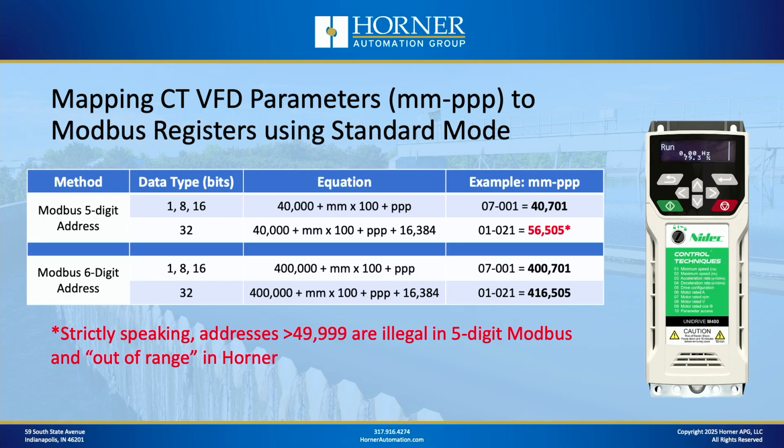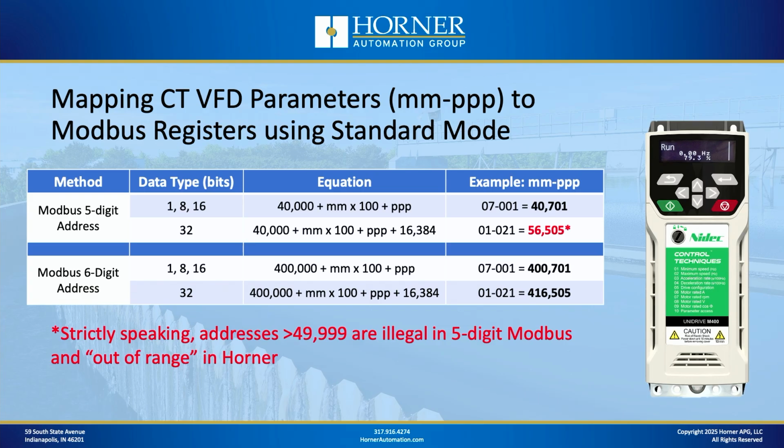Okay? Really straightforward. Now that's the official way to do it for 1-bit, 8-bit, and 16-bit data. Officially, if you've got a 32-bit parameter, you have to take an extra step and add an additional 16,384 to the address number. In this example of menu 7 parameter 1, you would end up for a 32-bit value of 56,505. That would be the Modbus address you would be using.